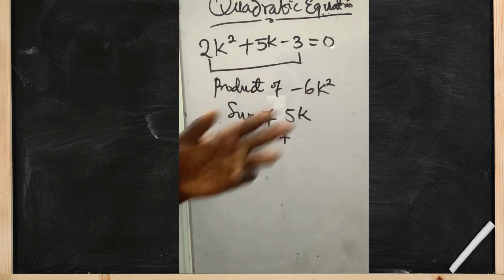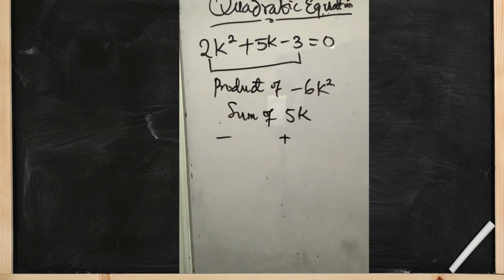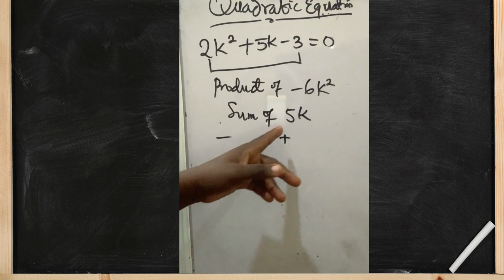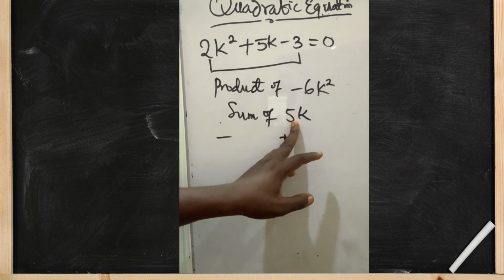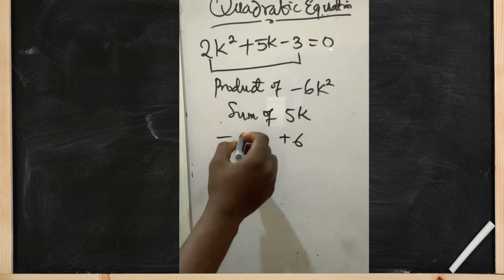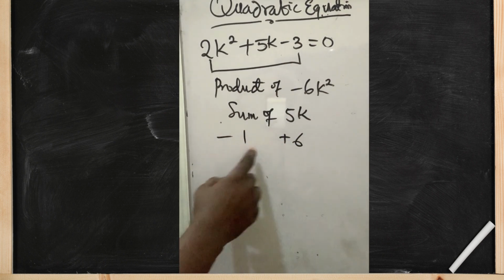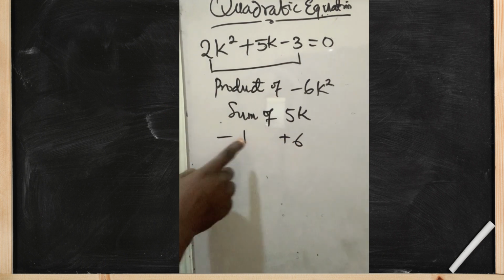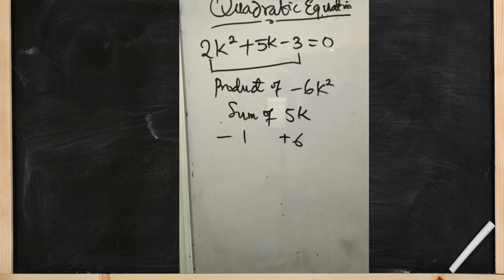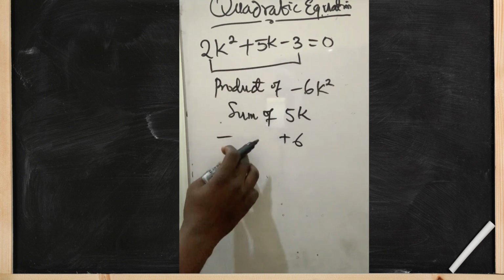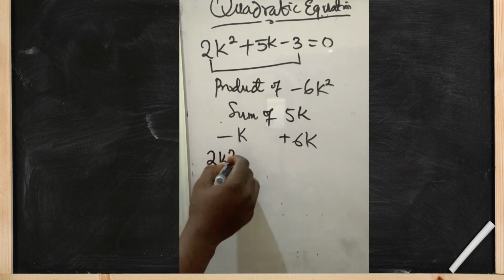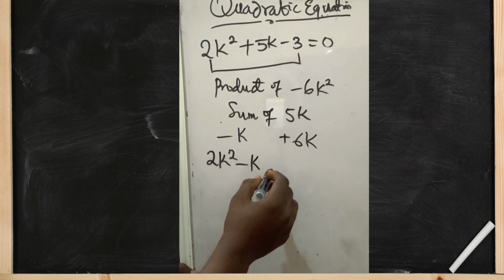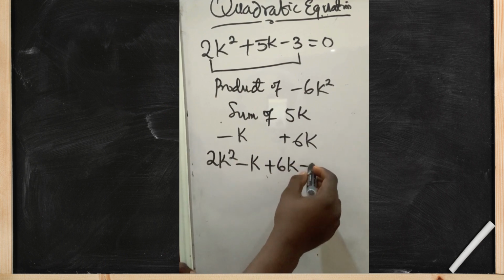So if you consider 6 and 1, will 6 and 1 give you 5? Yes. Now, since it is a positive 5, it means 6 will be positive and 1 will be negative, meaning plus 6 minus 1 will give you 5. The next thing for us to do is that we now insert it here. This minus 1 is the same thing as saying minus k, and this is the same thing as saying 6k. So we're having 2k squared minus k plus 6k minus 3 equals 0.